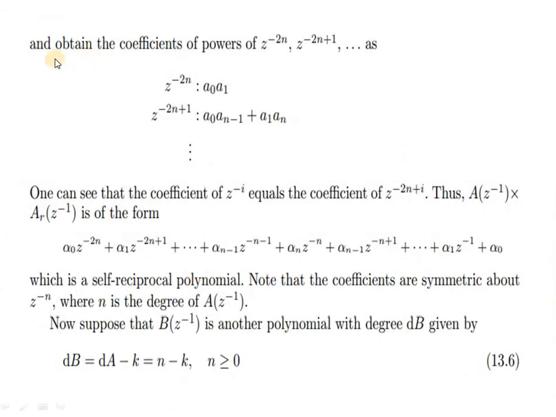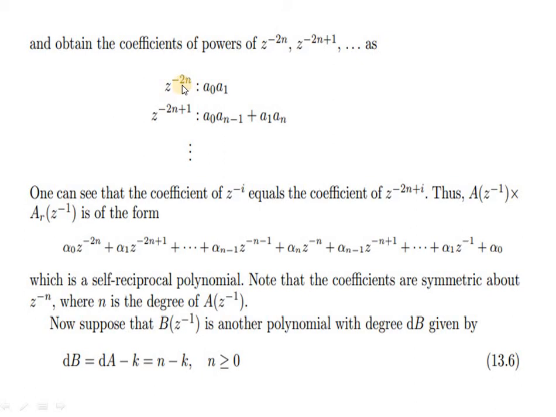Now we can obtain the coefficients of the powers z raised to minus 2n and z raised to minus 2n plus 1 as we saw previously. Here is one correction to the books: it should be a0 into a of n. Here it is taken as a of 1. This is wrong, so you have to check further.